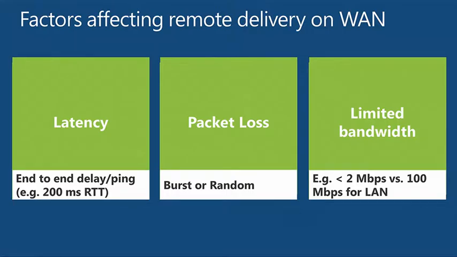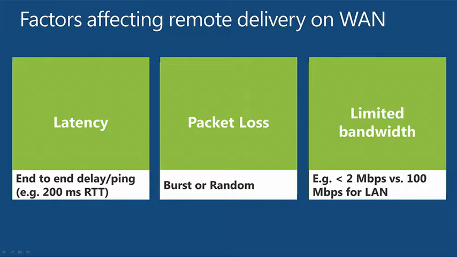So what are the factors that make RDP delivery over WAN challenging? Well, there are three, really. The first is latency. This means the end-to-end delay between the user's client machine and the endpoint VM or terminal services session. For example, 200 milliseconds is not uncommon in a high latency environment.